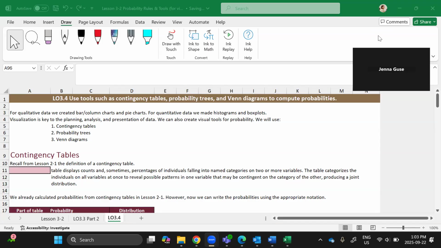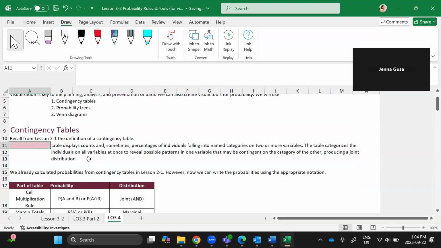Visualization helps you to plan your analysis, it helps you do your analysis, and it helps you present your analysis. That means visualizations are also important for probability questions, and we're going to learn about three different tools you can use to visualize probabilities: contingency tables, probability trees, and Venn diagrams.